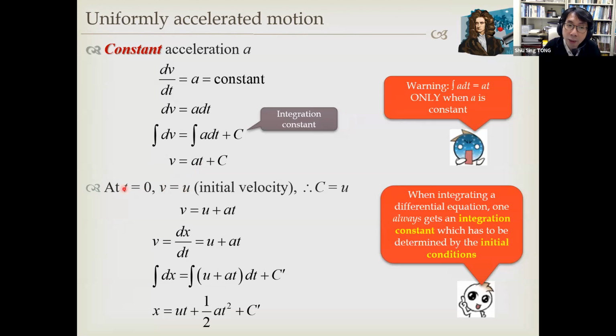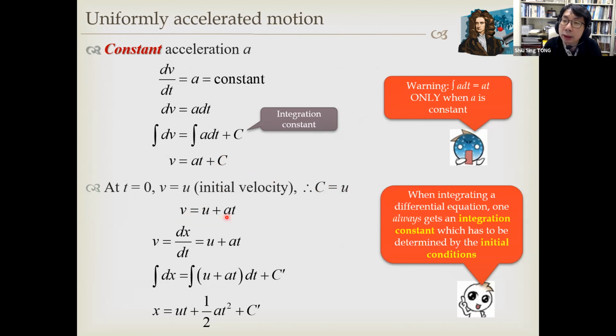So when we put time t equal to 0, the velocity v must be equal to its initial velocity, which we denote by u. And so when t is 0, v is equal to u, and that means u is equal to c. And so we got a constant. The constant is u. And eventually, when we put the c back, when we replace the c with u, we get v equal to u plus at.